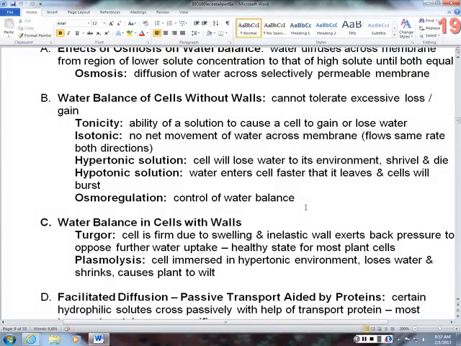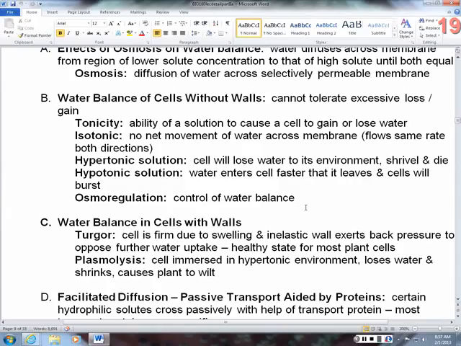So we talk about the tonicity. It's the ability of a solution to gain or lose water in there. One that is isotonic means it's going to be the same concentration on both sides. So water can flow both directions in there, but you're not going to have a net gain of water moving to one side or the other.